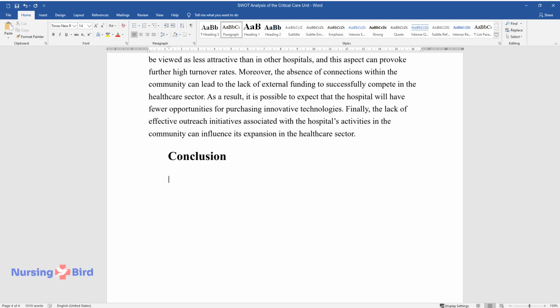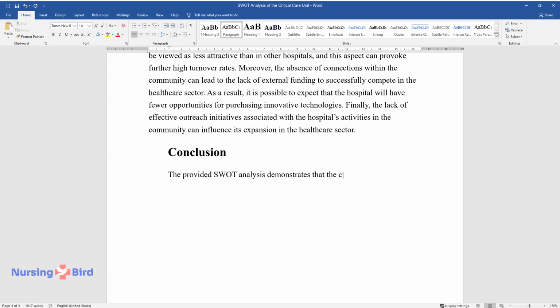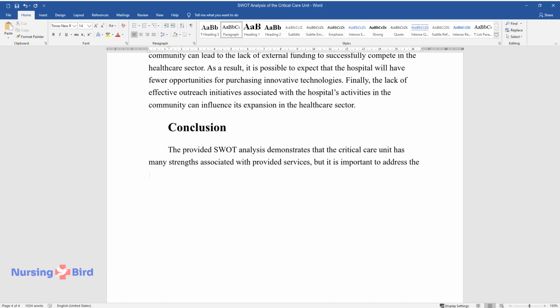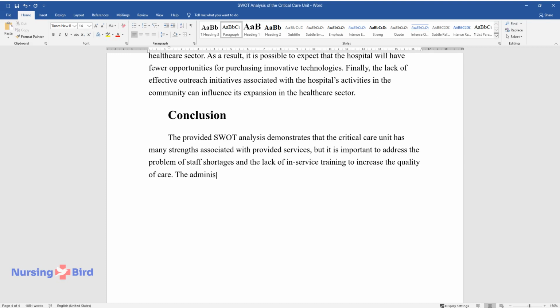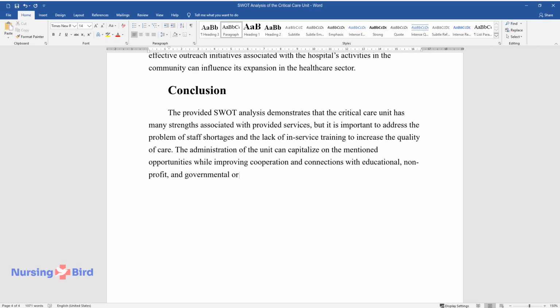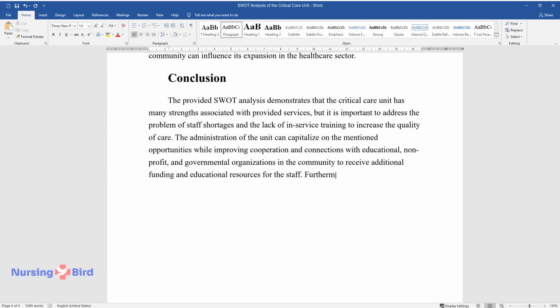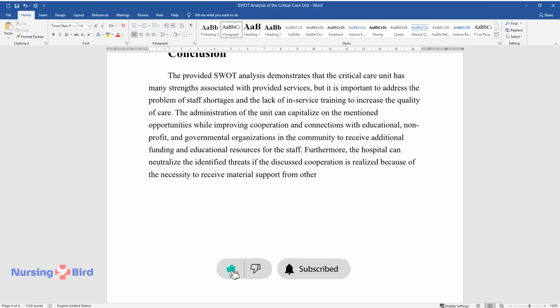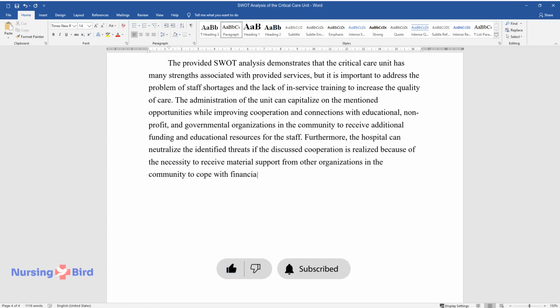Conclusion. The provided SWOT analysis demonstrates that the critical care unit has many strengths associated with provided services, but it is important to address the problem of staff shortages and the lack of in-service training to increase the quality of care. The administration of the unit can capitalize on the mentioned opportunities while improving cooperation and connections with educational, nonprofit, and governmental organizations in the community to receive additional funding and educational resources for the staff. Furthermore, the hospital can neutralize the identified threats if the discussed cooperation is realized because of the necessity to receive material support from other organizations in the community to cope with financial and recruitment issues.